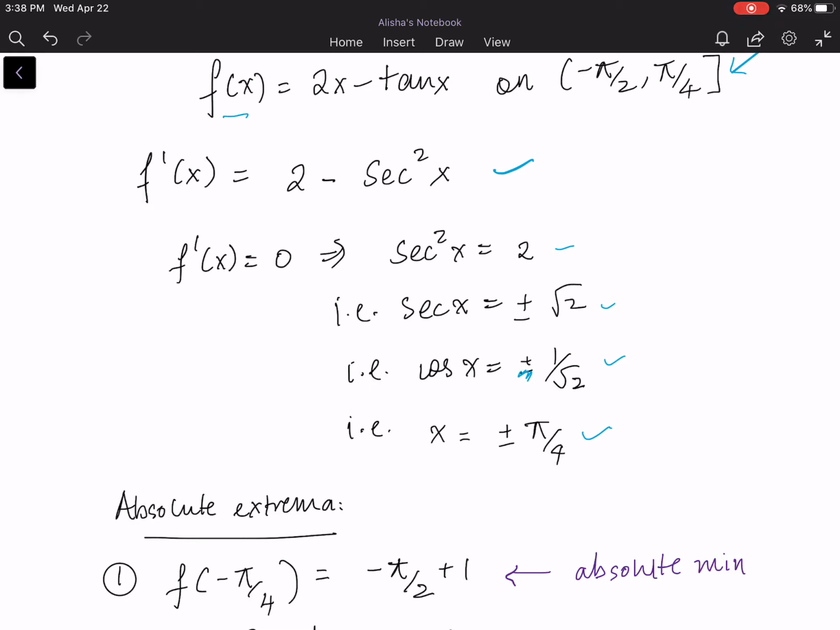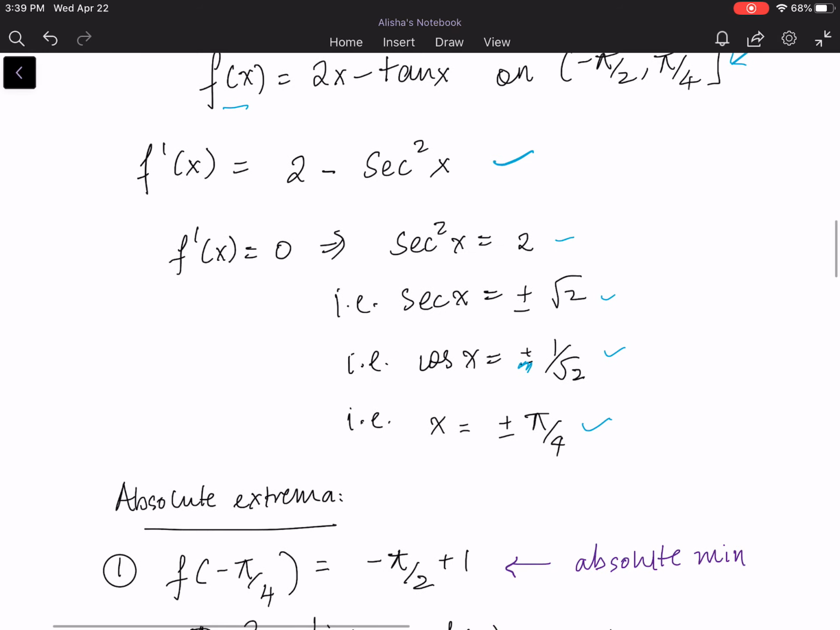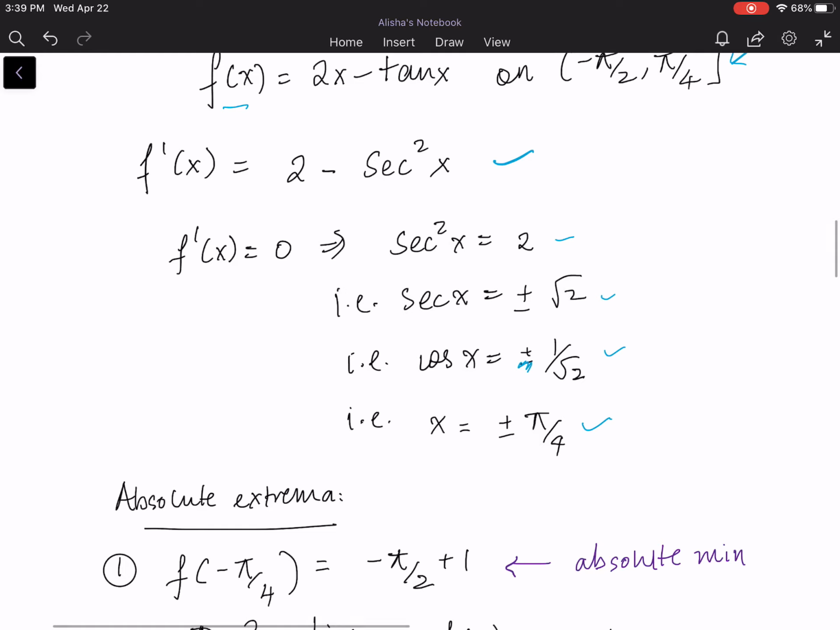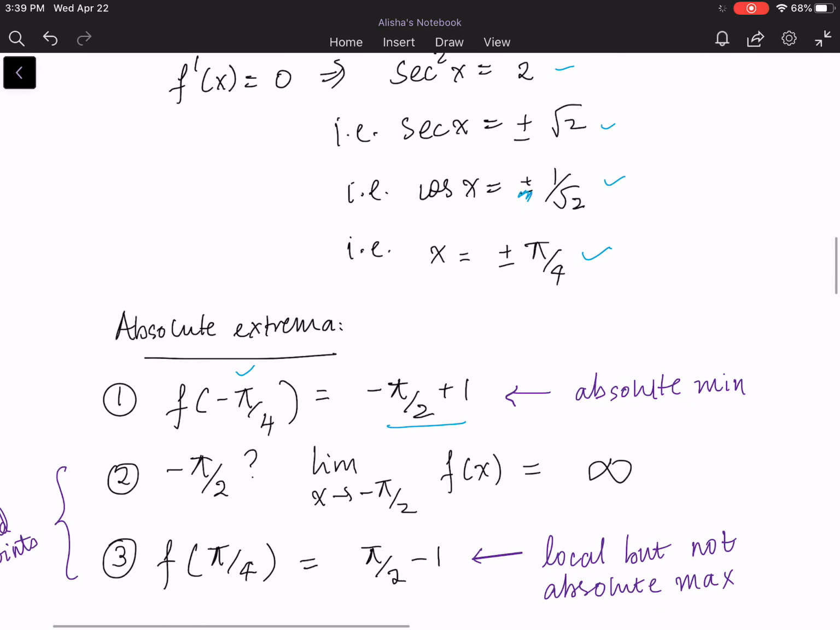And I think it's actually quicker to do it by just plugging things in and checking, because if you do it the other way, you'll see that you have to check the endpoints anyway. So let's just plug in the critical point to begin with. So I started with negative pi over 4. And then when you plug it in, you get this value.